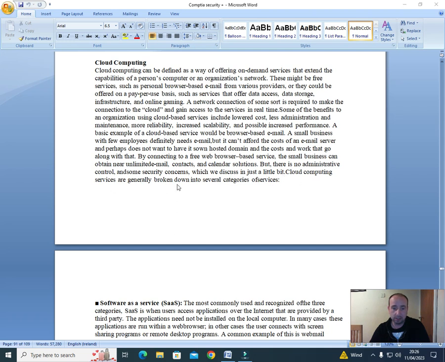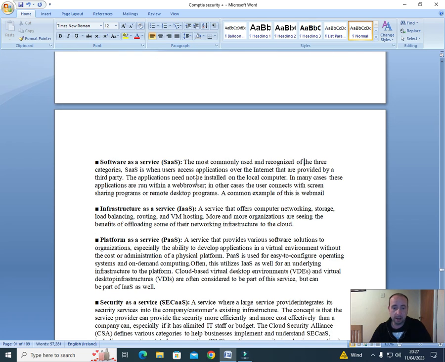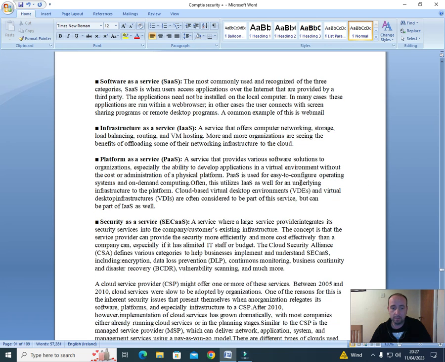Cloud computing services are generally broken down into several categories of services. Software as a service, SaaS, the most commonly used and recognized of the three categories. SaaS is when users access applications over the internet that are provided by a third party. The applications do not need to be installed on the local computer. In many cases, these applications run within a web browser. In other cases, the user connects with screen sharing programs or remote desktop programs. A common example of this is webmail.